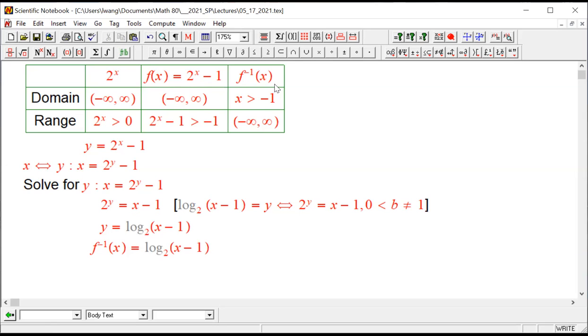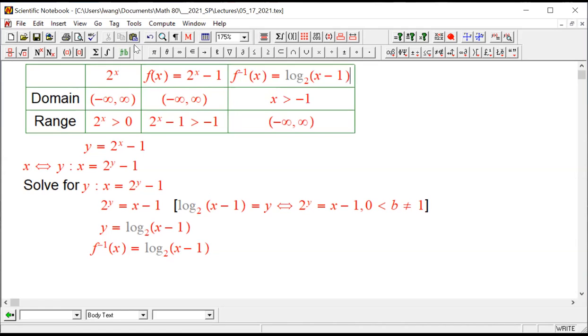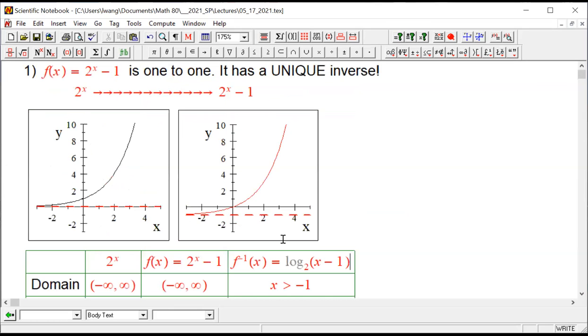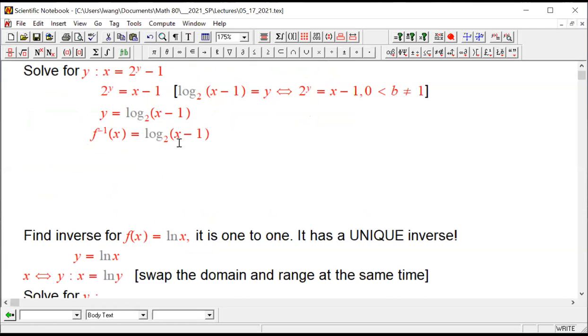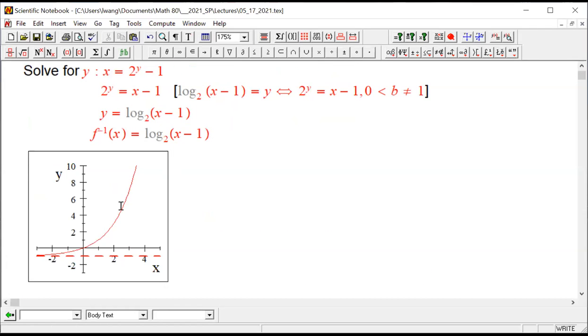So now we can put our inverse function in place. You got it? Okay, of course we're not done. Everything is set. Let's graph them in the same picture. This is 2 to the power x minus 1. Its inverse is log base 2 of x minus 1.